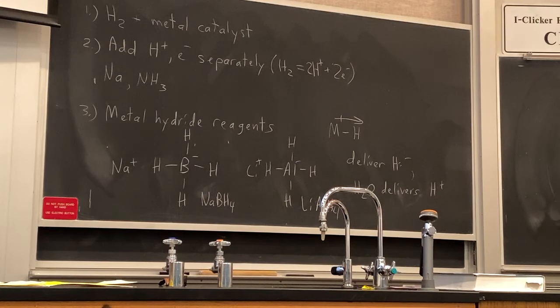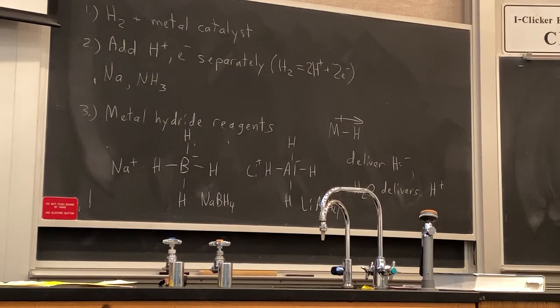Okay? So three types of reducing agents. Hydrogen requires a metal catalyst. We add protons and electrons separately, with sodium being an outstanding electron source. And then we have our metal hydride reagents, which serve as a source of H-, but then we have to deliver the proton separately. Question?